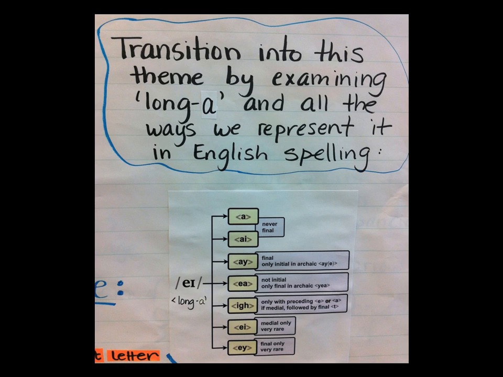Following your review, I'd transition into this theme in particular by examining all the ways we can form long A in English spelling. And as you'll notice on this little visual down here, remember that the slash marks indicate sound, and the sound inside the slash marks here is the APA sound. I've gone ahead and put the other sound, the one that we're more familiar with. It just helps me remember what I'm trying to say in that sound. And then inside the brackets are the actual letters that are written.